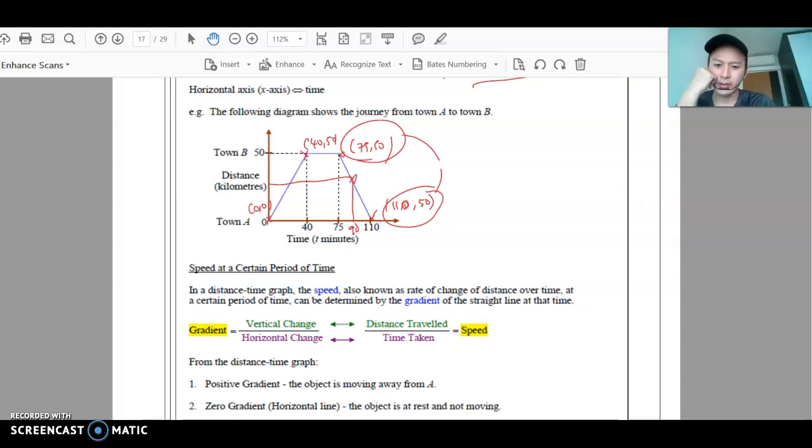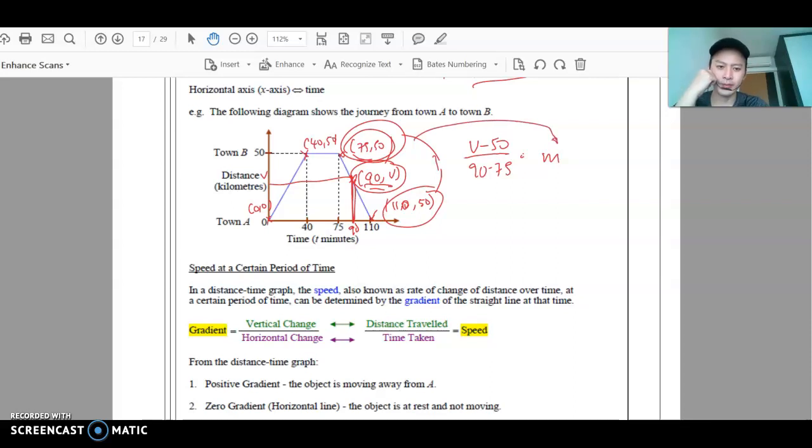Okay, so how do we solve the unknown over here? Basically, we'll just form a coordinate again, say for example 90, and the speed that we are supposed to find is v. So we're going to use this coordinate to form an equation with another coordinate, for example the top coordinate, to find the gradient. So for example, v minus 50 over 90 minus 75 will be equal to the gradient that you have found previously over here. Then from here we can solve for v.